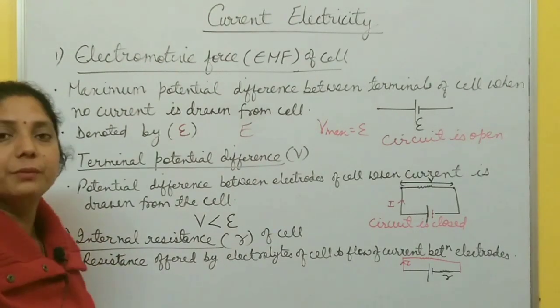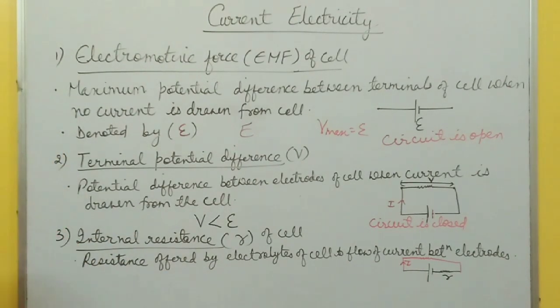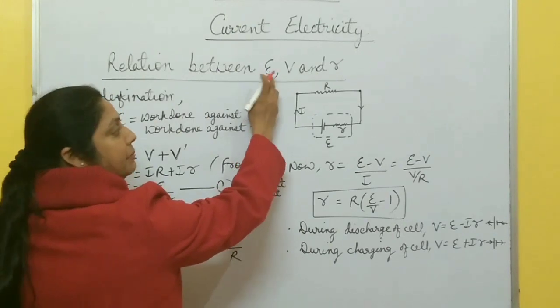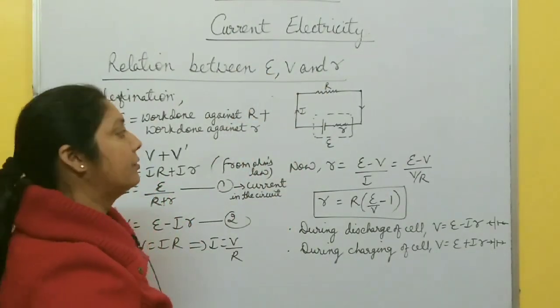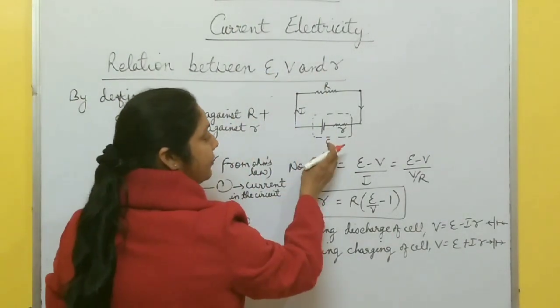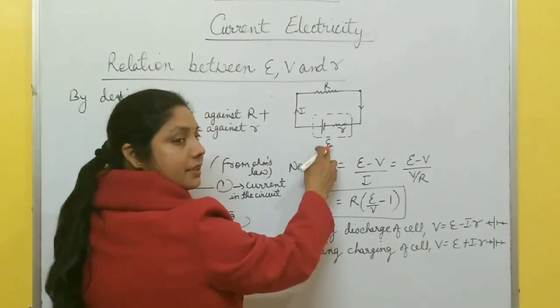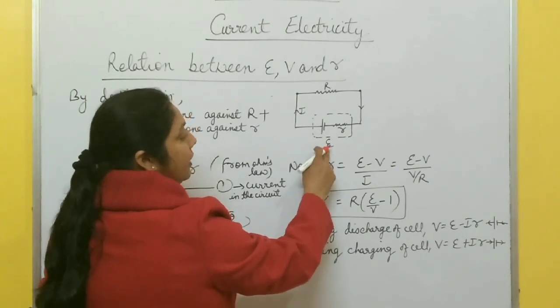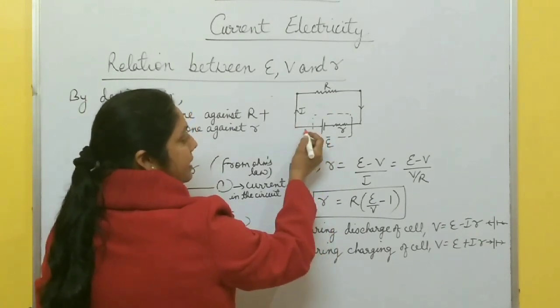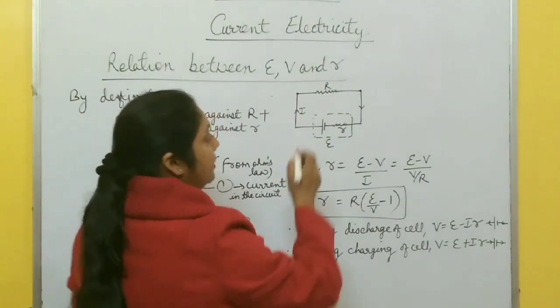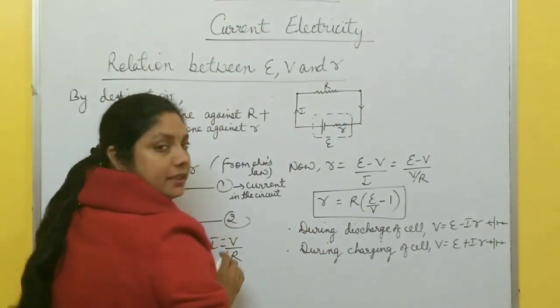Now what is the relation between these three terms? Please take a screenshot of this one. Now, the relation between terminal potential difference, EMF of the cell, and internal resistance of the cell. Suppose this is a cell having internal resistance small r and EMF of the cell is E, right? Now suppose this cell is connected to an external circuit having external resistance capital R. When the circuit is closed, current starts flowing.